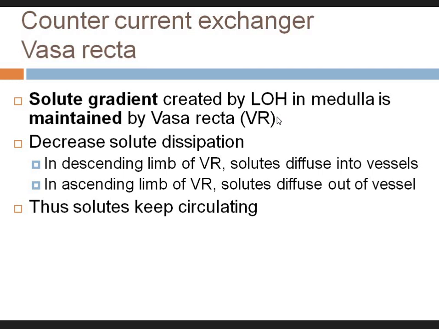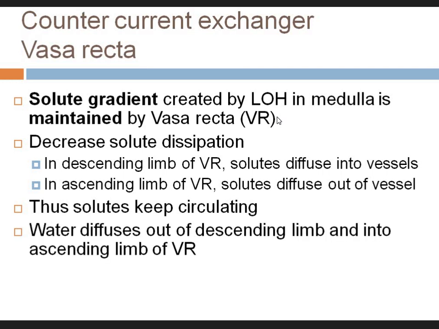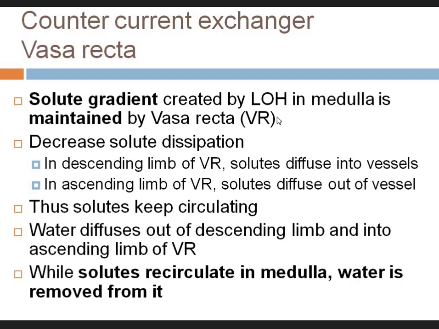Thus, solutes keep circulating, and water diffuses out of the descending limb and into the ascending limb of vasa recta. This we have also seen in the last figure. So while solutes recirculate in the medulla, the water is removed from the medulla, and thus it helps to maintain the osmotic gradient. Due to the presence of vasa recta, the solutes are recirculating. By recirculating, we mean it is entering one of the limbs of vasa recta and coming out from the other limb of vasa recta.